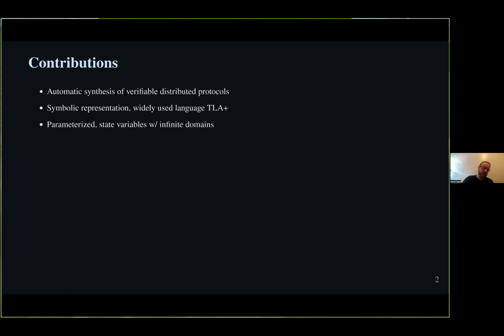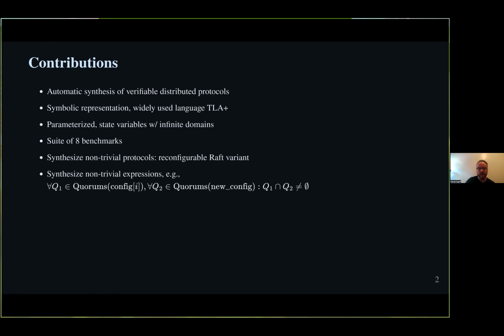The systems that we look at are parameterized. So an example of a protocol parameter might just be the number of nodes participating in the protocol. Some of the protocols have state variables with infinite domains. We test our technique on a suite of 8 benchmarks. We're able to synthesize non-trivial protocols. For instance, we have a reconfigurable Raft variant benchmark that we look at. And we're also able to synthesize some non-trivial expressions. For instance, this expression here is quite long. It involves quantifiers. It involves this custom operator quorums. So this is what I would call a non-trivial expression.